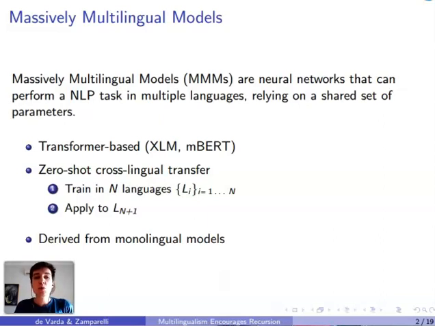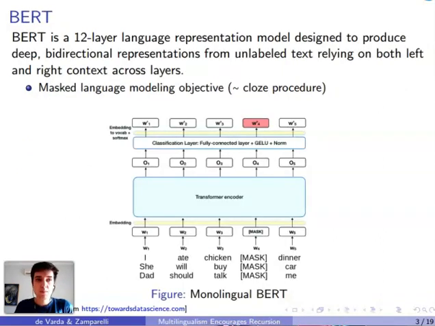These models are usually derived from monolingual models without any major architectural changes with respect to their monolingual counterparts. BERT is a widely employed network that has been adapted as a massively multilingual model. It is a 12-layer language representation model designed to produce deep bidirectional representations from unlabeled text, relying on both left and right context across layers.